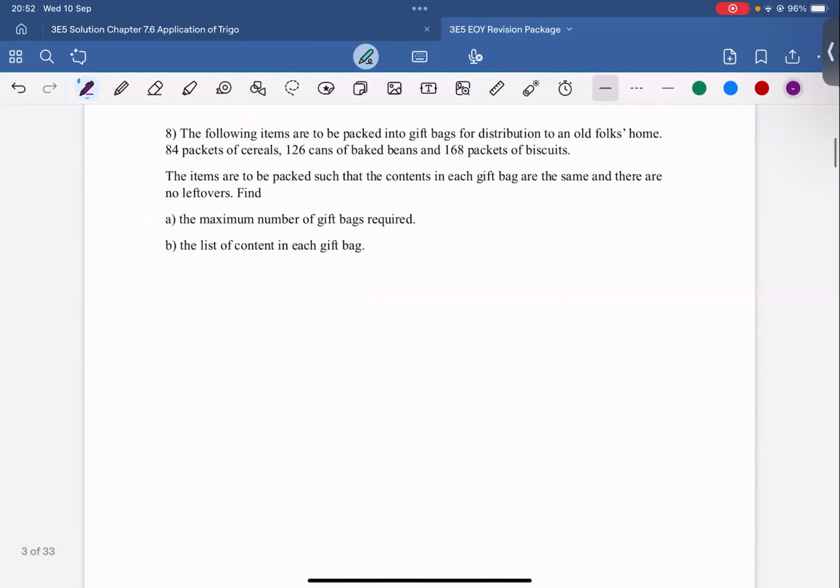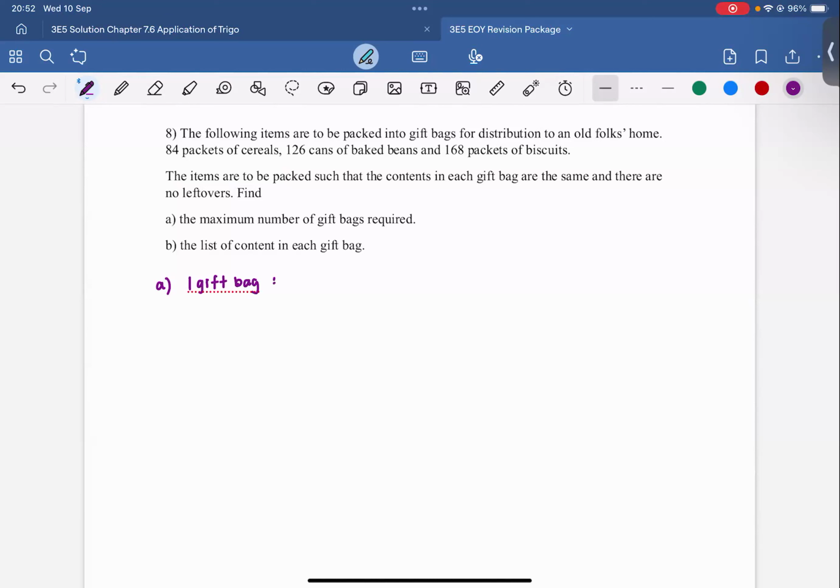Okay, next: the following items are placed in gift bags for distribution to an old folks' home. I have 84 packets of cereal, 126 baked beans, and so on. The items are packed such that the contents in each gift bag are the same, with no leftovers. Find the maximum number of gift bags. Most of you are quite stuck on this question. So start by asking yourself, can I have one gift bag?